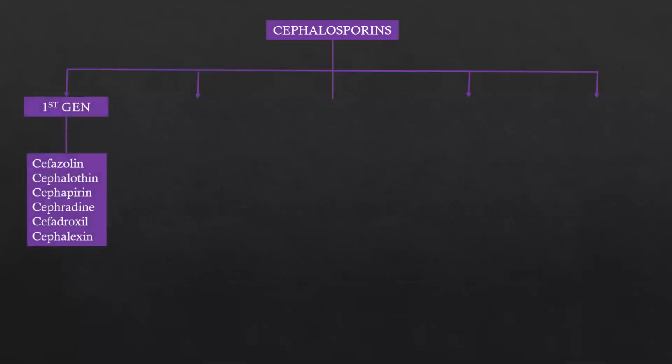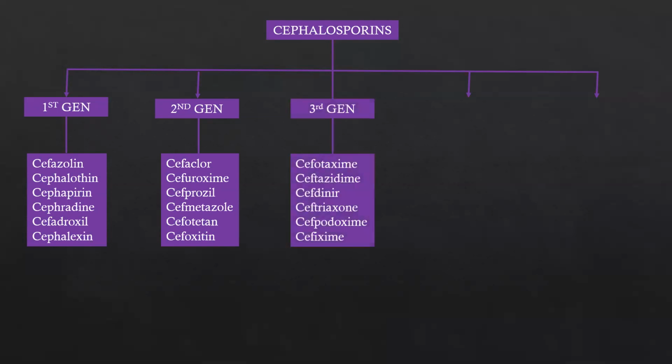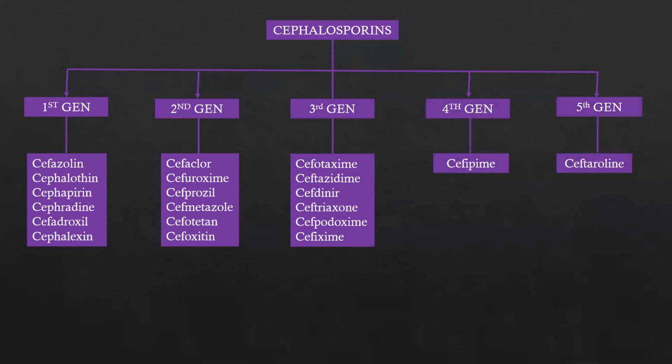Okay, so for the cephalosporins, agents belonging to the first generation are cefazolin, cephalothin, cefapirin, cephradine, cefadroxil, and cephalexin. For the second generation, we have cefaclor, cefuroxime, cefprozil, cefmetazole, cefotetan, and cefoxitin. For the third generation, we have cefotaxime, ceftazidime, ceftriaxone, cefdinir, and cefixime. In the fourth generation, we have cefepime, and the fifth generation, we have ceftaroline.